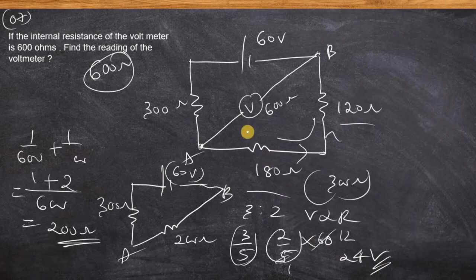So the potential difference across the voltmeter will be 24 volts. So that's our answer. Right, if you could get the answer, that's great. That means you know the theory. So follow through the other questions as well. So moving into the next question.